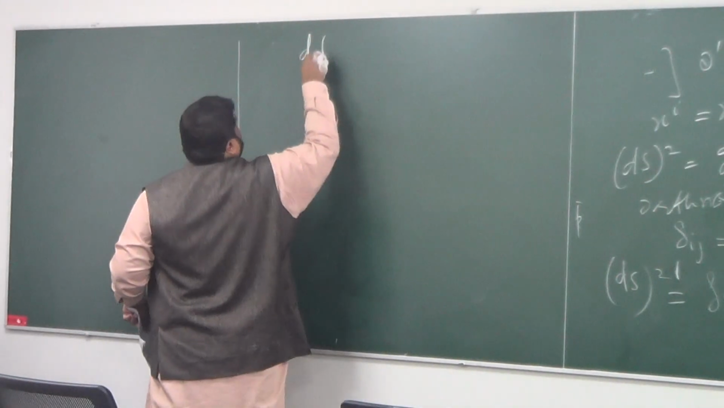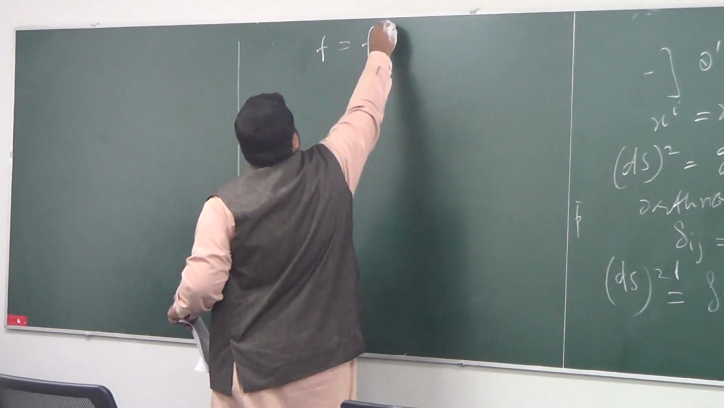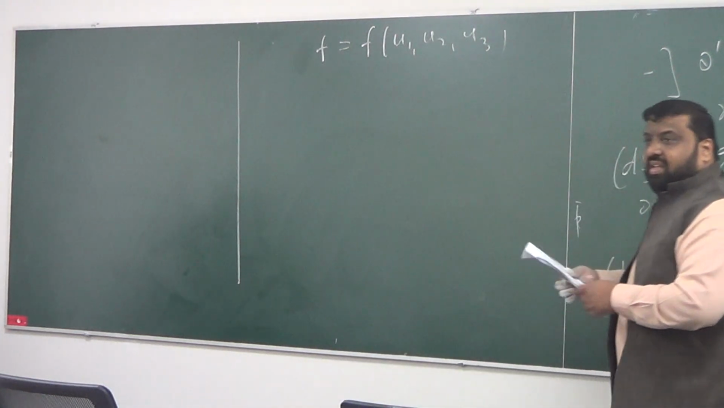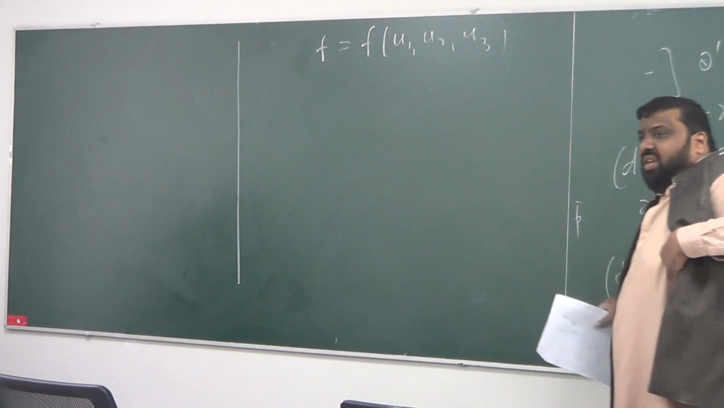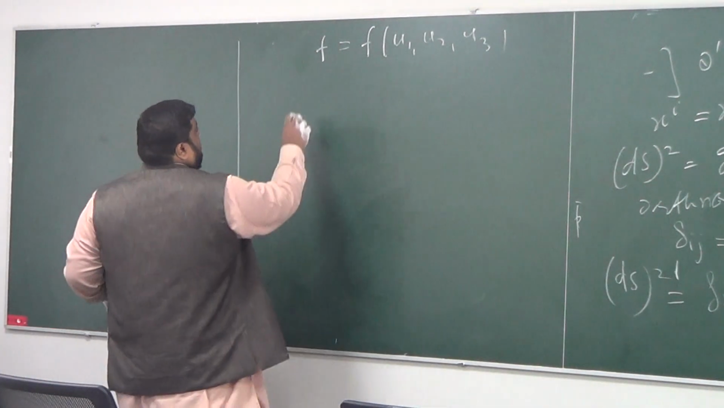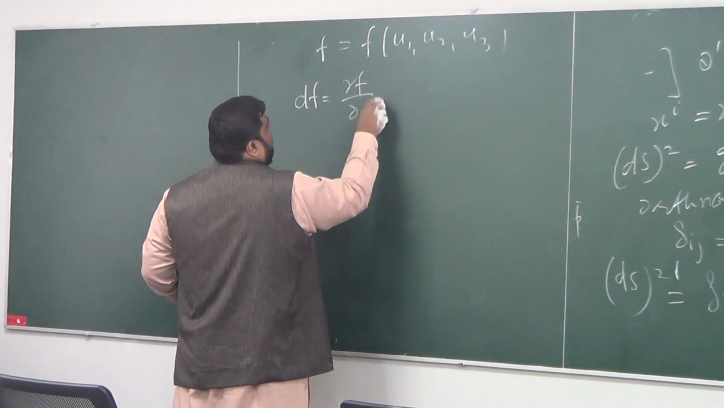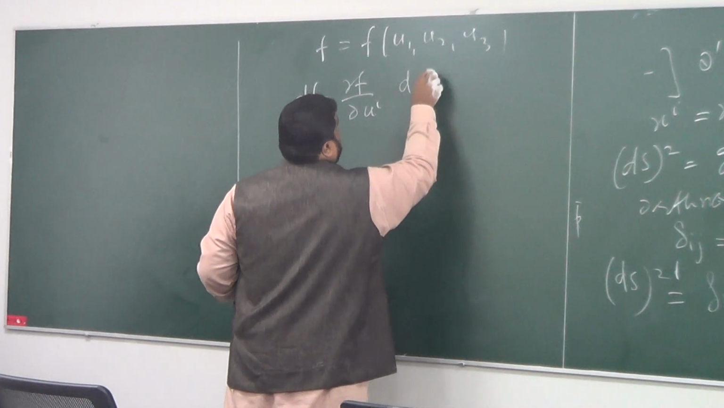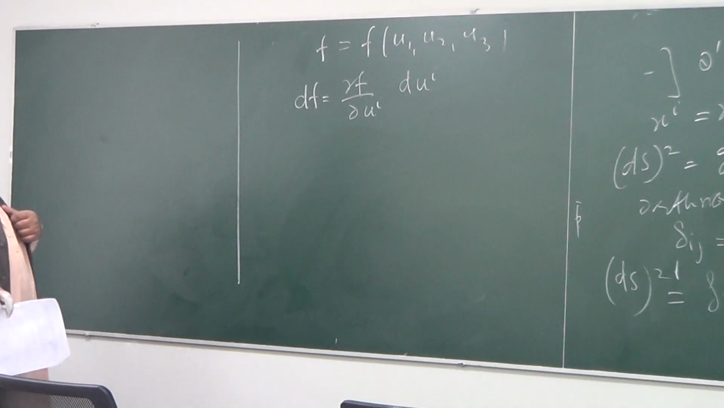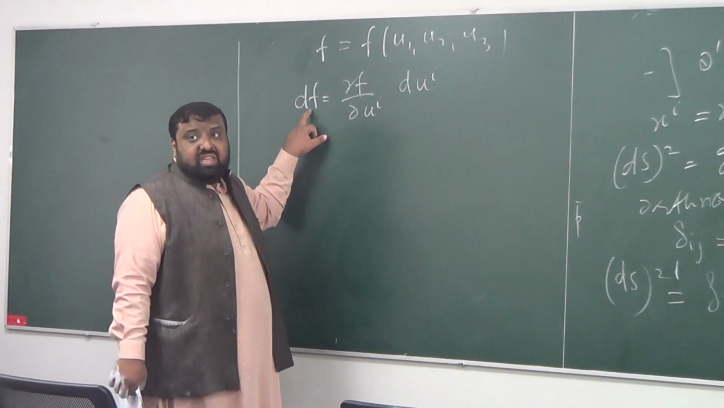Okay, so what would be the df? If f is a scalar field described in terms of u1, u2, u3, as previously it was r, theta, z, so now you have these u1, u2, u3. Then what would be df? Partial f by partial u1, so it's going to be partial f by partial ui and dui. Making sense?